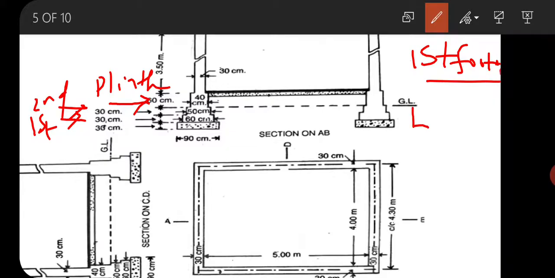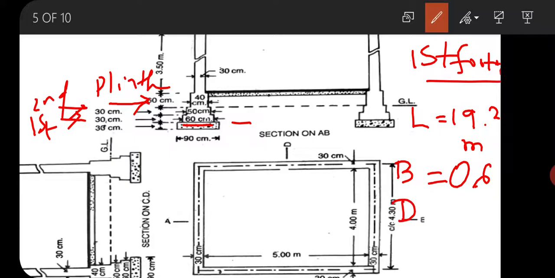First we will go for first footing. What is the length? Length is constant, that is 19.2 meter. What is the breadth? First footing is of breadth 60 centimeter. You can see here, this one is 60 centimeter. So 0.6 meter. Then what is the thickness? Thickness of the first footing is 30 centimeter, so 0.3 meter. So first footing is over. Then we will go for second footing.